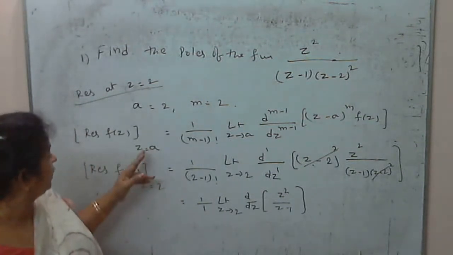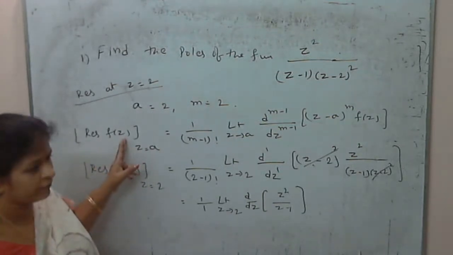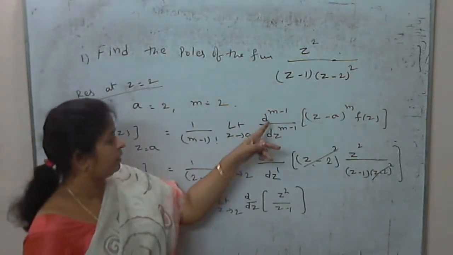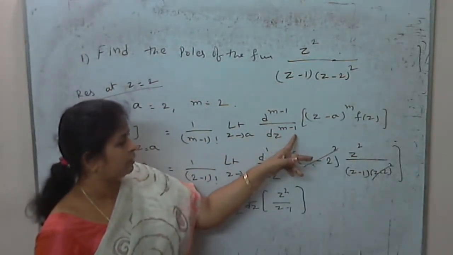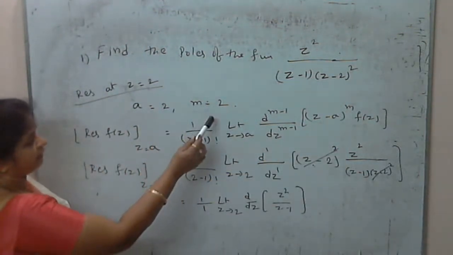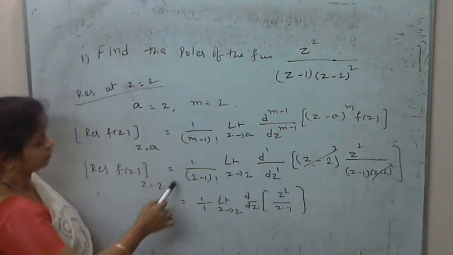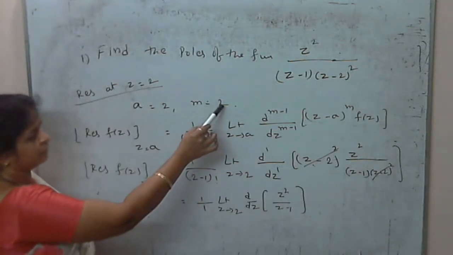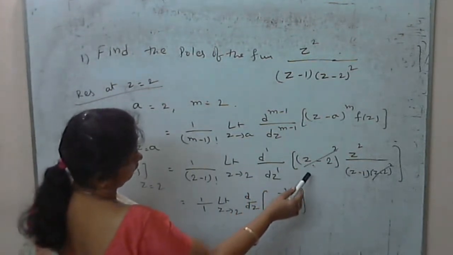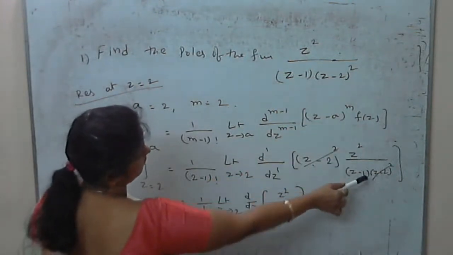So first write down the formula. If z equal to a is a pole of order m, then residue of f of z at z equal to a is 1 by m minus 1 factorial, limit z tends to a, d power m minus 1 by dz power m minus 1 of (z minus a) whole power m into f of z. Now substituting the a value and m value. So residue of f of z at z equal to 2: a is 2, m is 2, 1 by 2 minus 1 factorial, limit z tends to 2, d power 1 by dz power 1 of (z minus 2) whole power 2 into f of z. f of z means the given function.